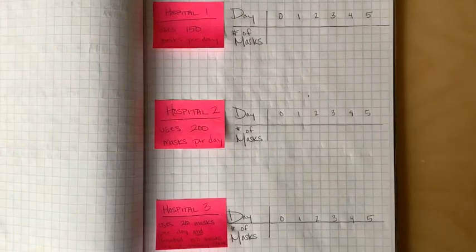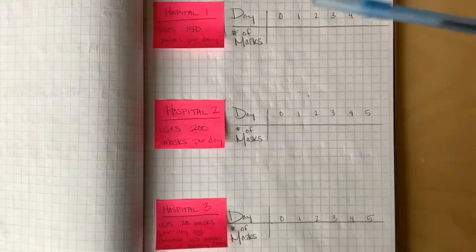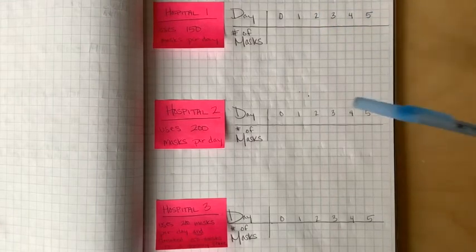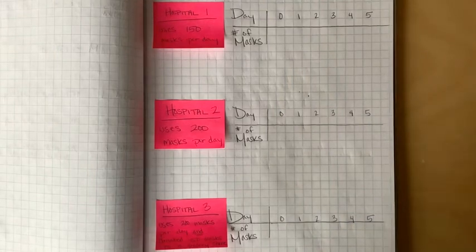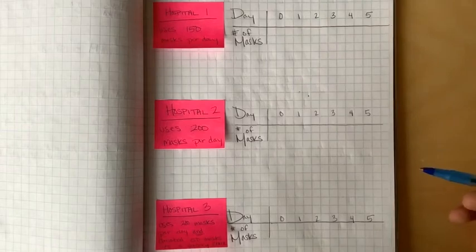We're now going to take that information and we're going to record it in our 3 tables. We've got a table for hospital 1, we've got a table for hospital 2, and we've got a 3rd table down here for hospital 3. We're going to take the relationship information between the number of days and number of masks and record it in this table. I'll start off by using blue for hospital number 1.